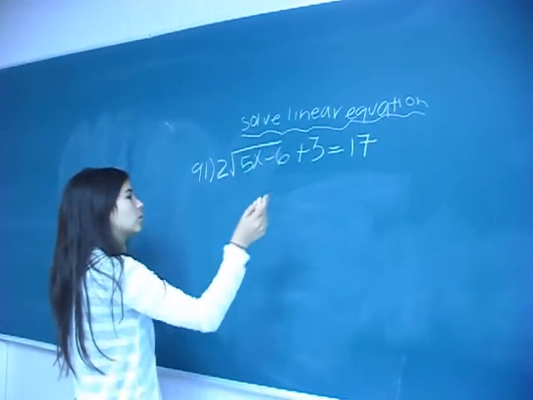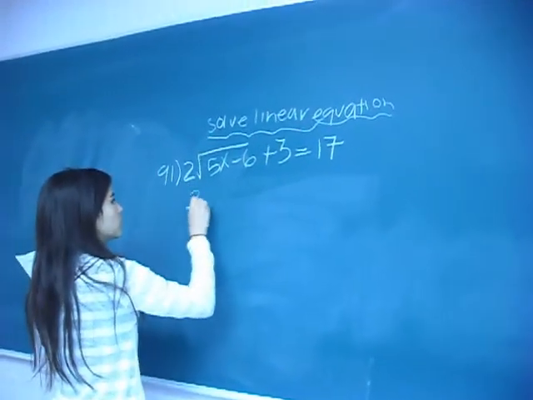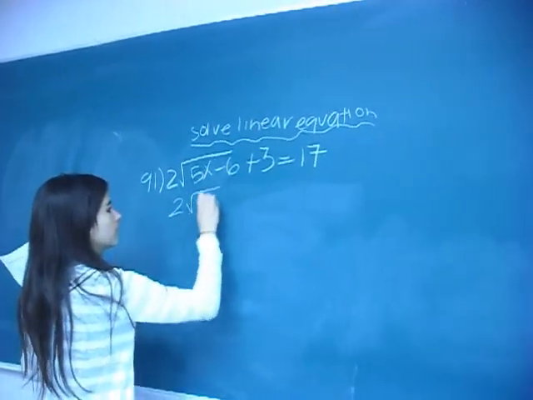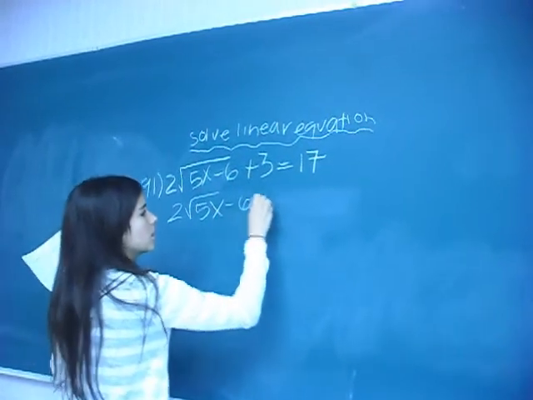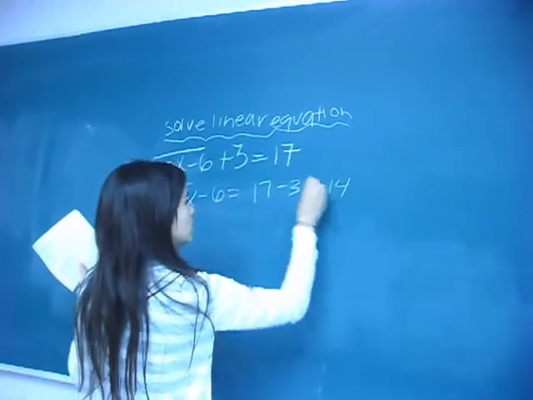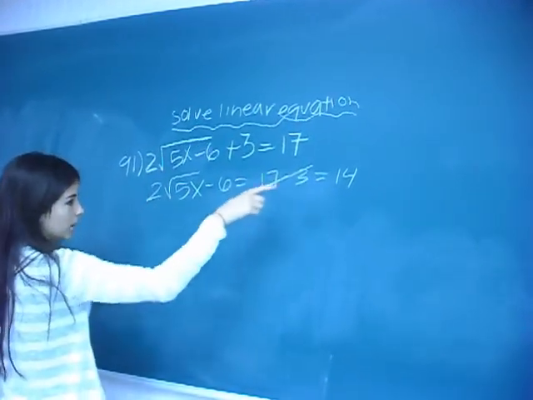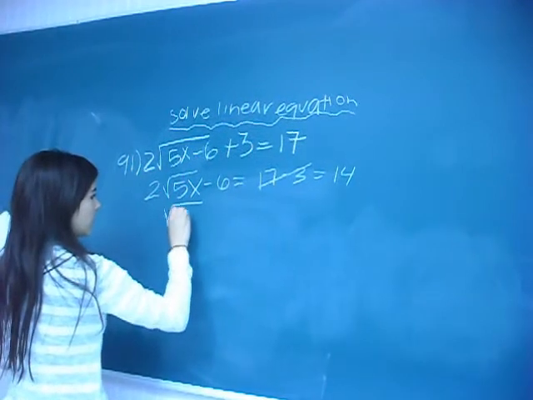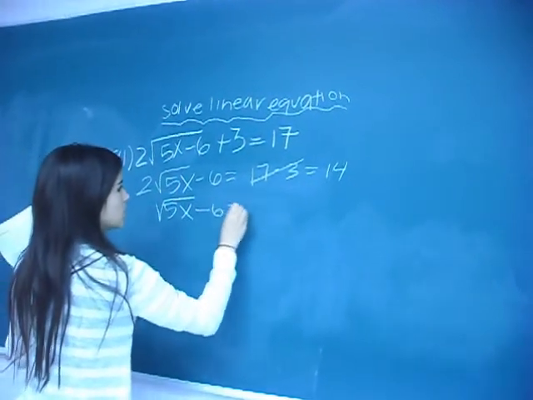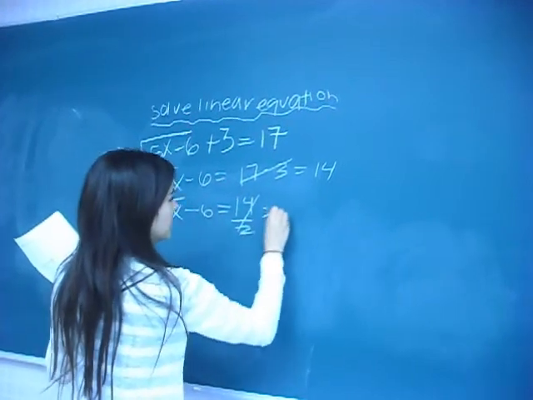To solve this linear equation, you first need to pass the 3 subtracting. So you do 2x minus 6 equals 17 minus 3, which is 14. So then you pass that 2 dividing the 14. So 5x minus 6 equals 14 divided with 2, and it's 7.